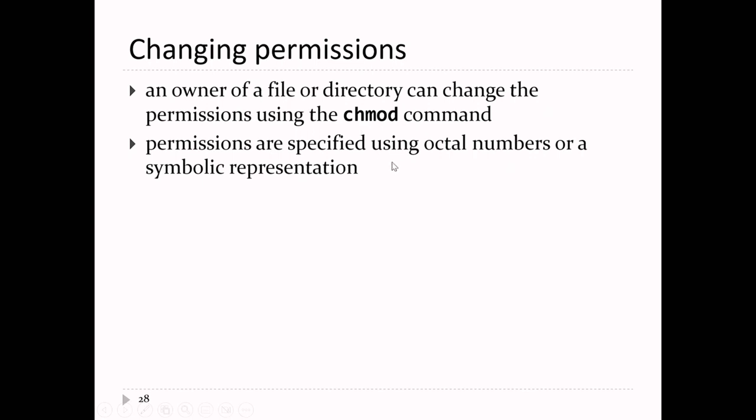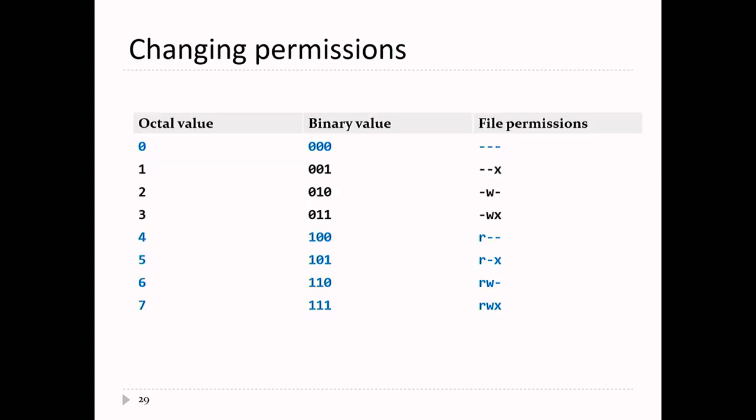chmod works in 2 different ways that you can run the program. The first way is that you specify the permissions using what's called an octal number. So what do I mean by that? The first way you can use the program is to specify a 3-digit number to set the permissions on the file. Why is it called octal? Because there are 8 different values you can choose, 8 different combinations of the permissions.